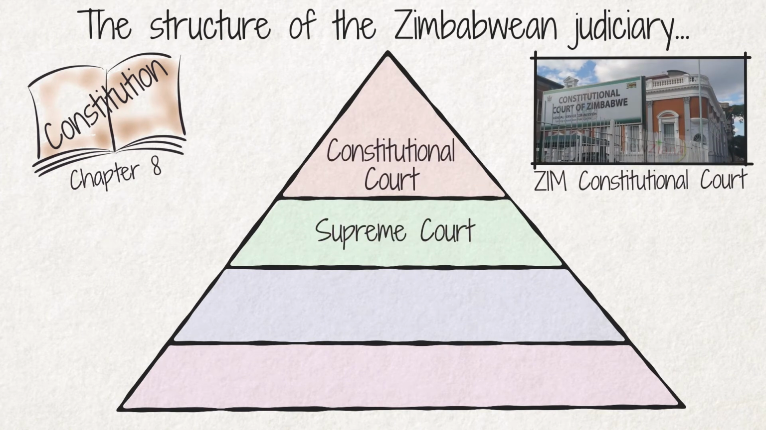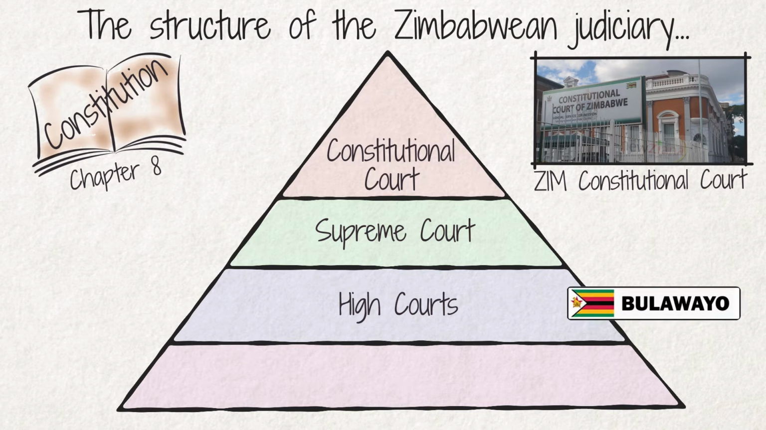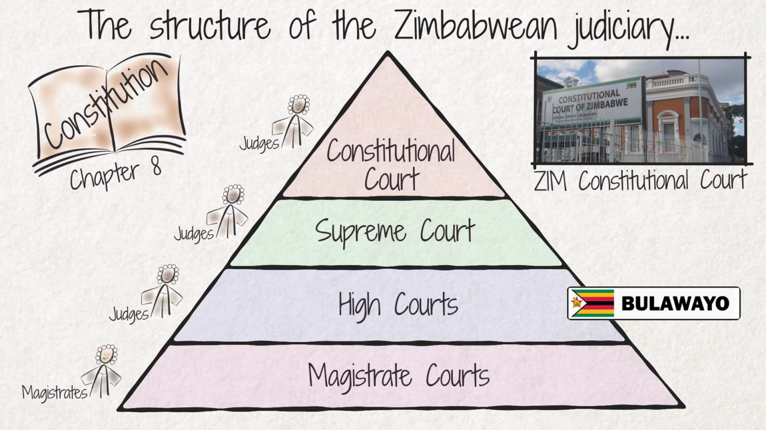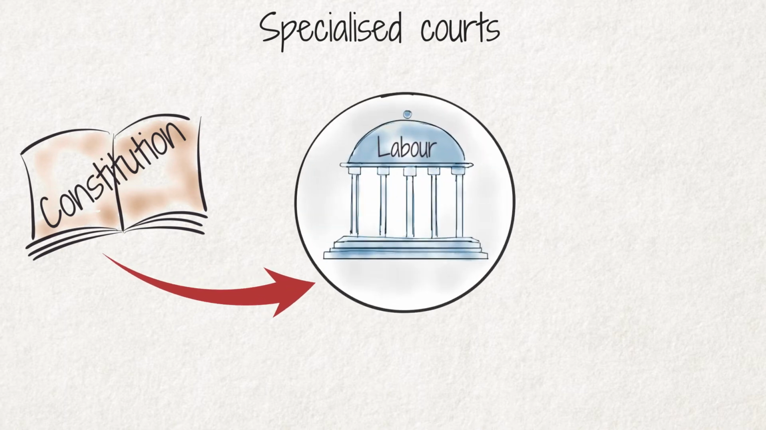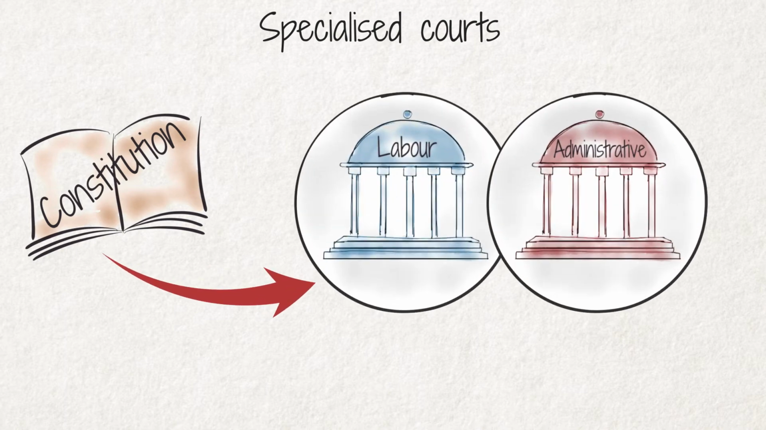Below it is the Supreme Court and the various high courts in the main centers, for example, Bulawayo. These courts are presided over by judges. Below the High Court, you find magistrates' courts, presided over by magistrates. The Constitution also allows for the creation of specialized courts like the Labor Court and the Administrative Court.